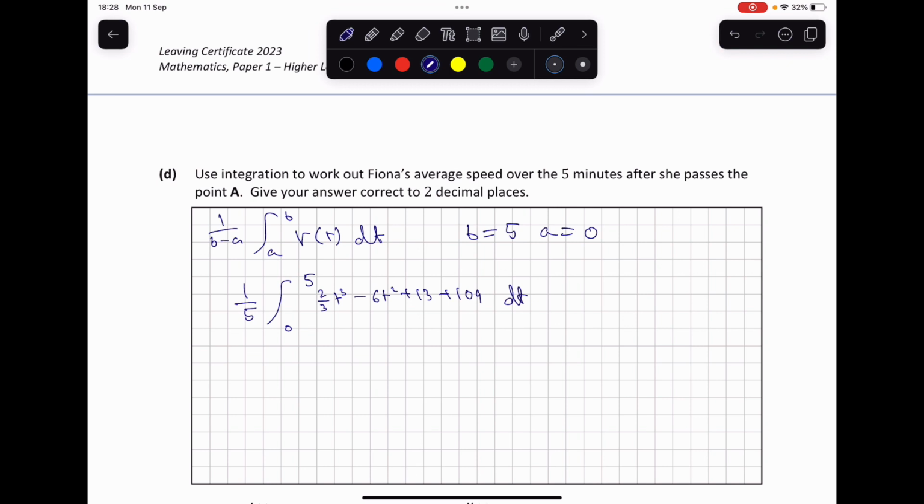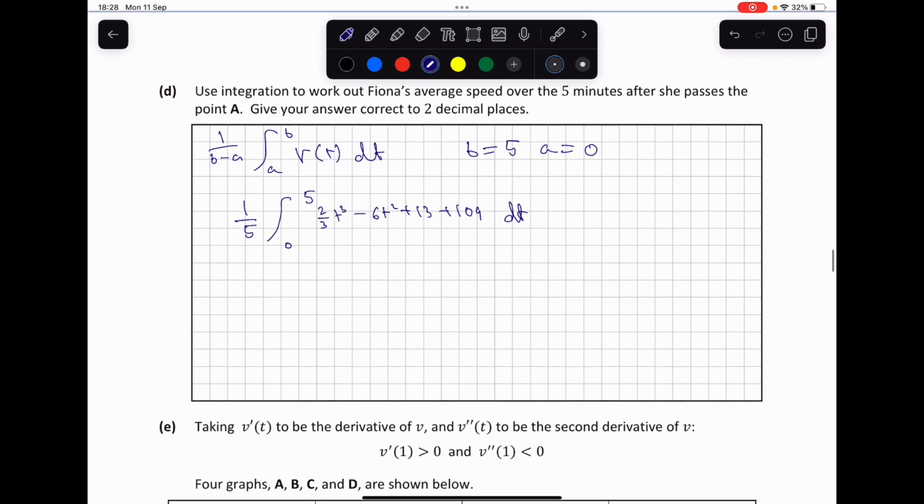So what we want to do is integrate it between these 2 terms and multiply it by 1 over 5. Now 50 over 5, 2 over 3, t to the 4 over 4 minus 6 t. To integrate, add 1 to the power and bring down the new power and divide by the new power.